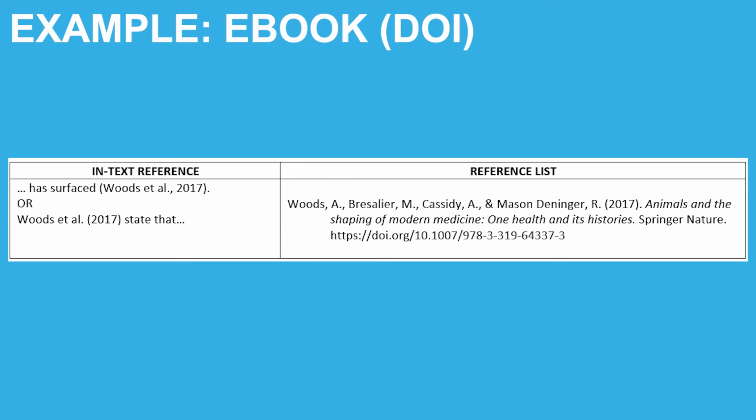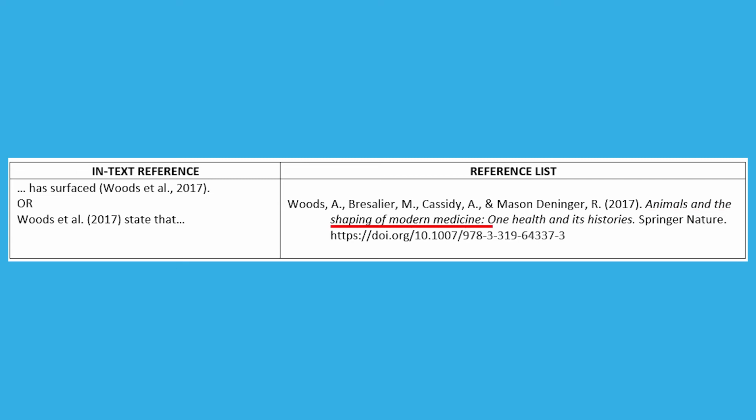For the reference list, you'll need to list all the authors, the date of publication, the title in italics, including the subtitle, publisher, and the DOI.